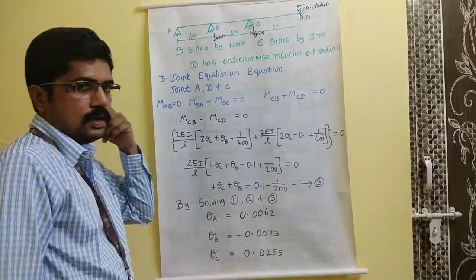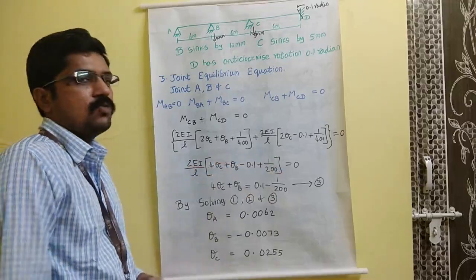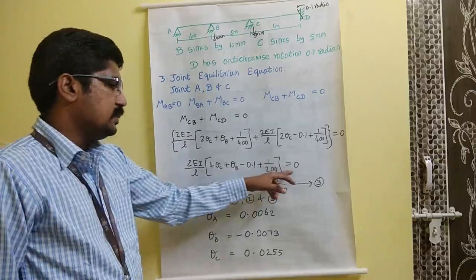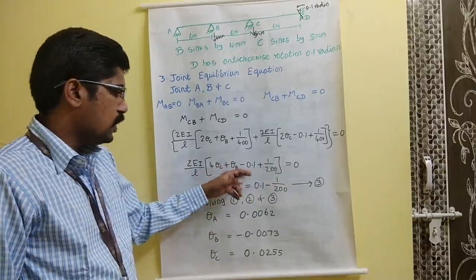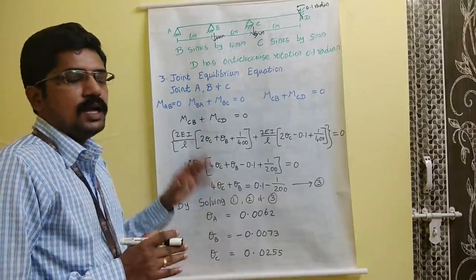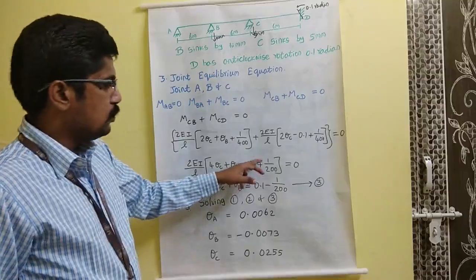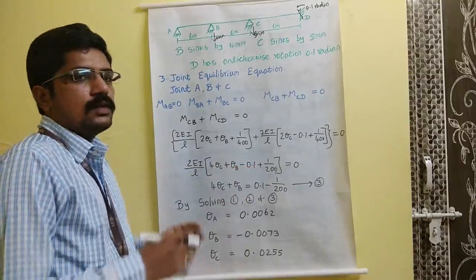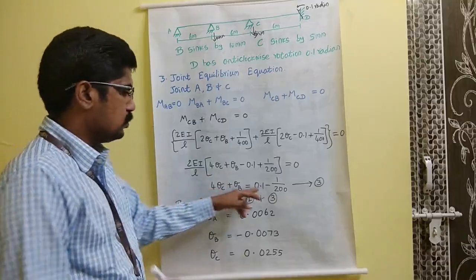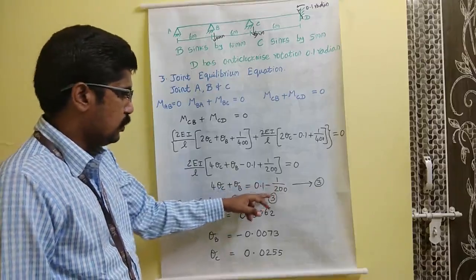As I already told, if you bring this 2EI by L to the right hand side, it will come as denominator. So 0 by anything is 0. So I have taken it as 0. And if you bring these two values, because in an equation we always keep the unknowns on the left hand side and the known values on the right hand side. So minus 0.1 and plus 1 by 200, these two are known values, that is, just numbers. So I have brought them to the right hand side. So it will become 0.1 minus 1 by 200.